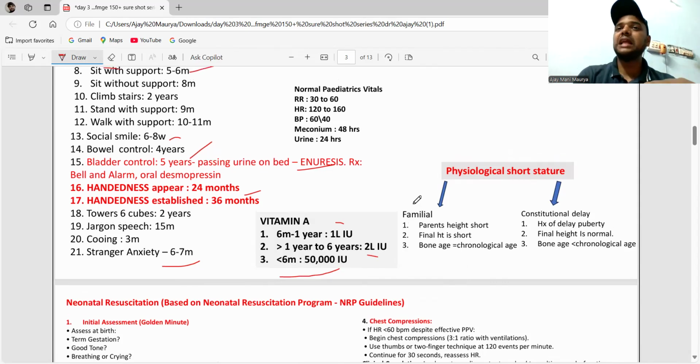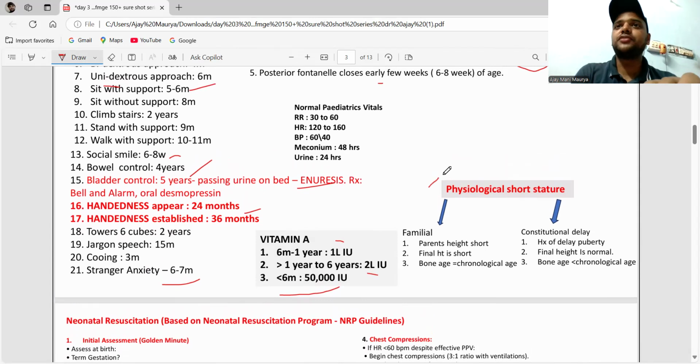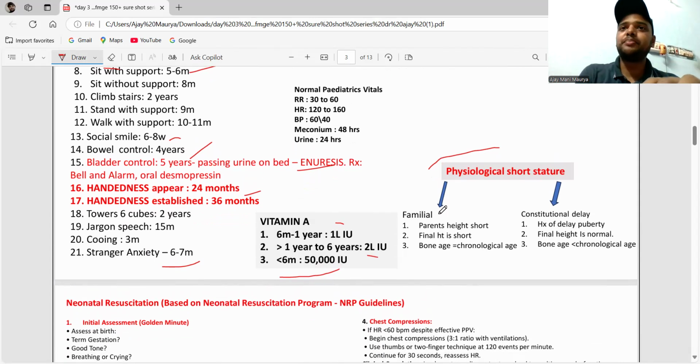Okay, now. Remember here, for physiological short stature, we have two types, familial and constitutional delay. See, familial, what? Familial means the parents' heights are short, and the final height of the patient is also short here. Remember, the bone age is equal to the chronological age. For constitutional delay, there is a history of delayed puberty. The final height will be normal.